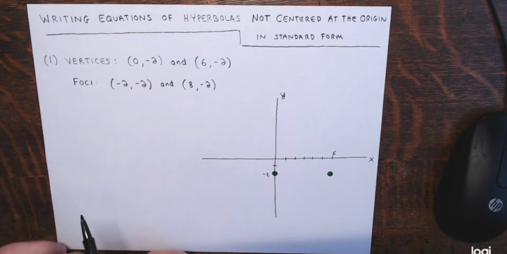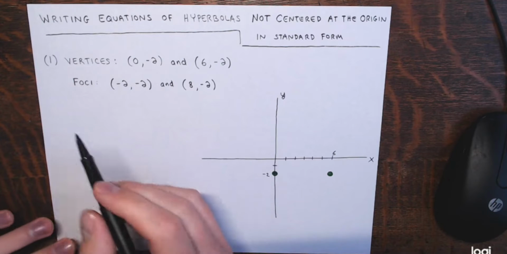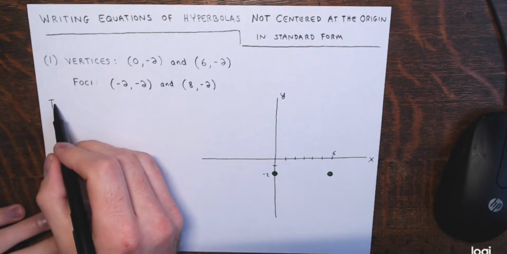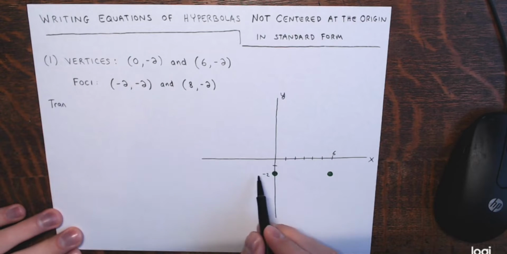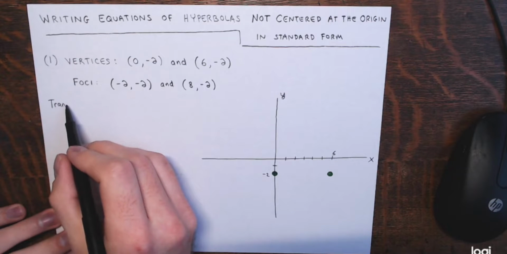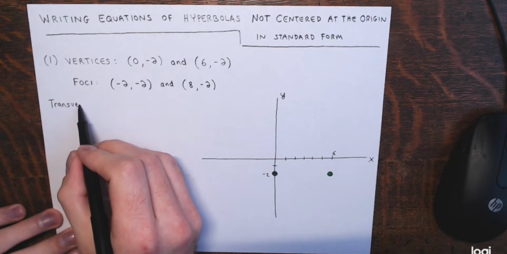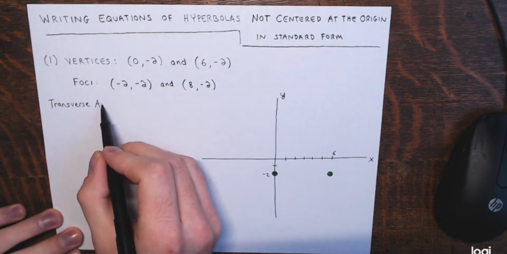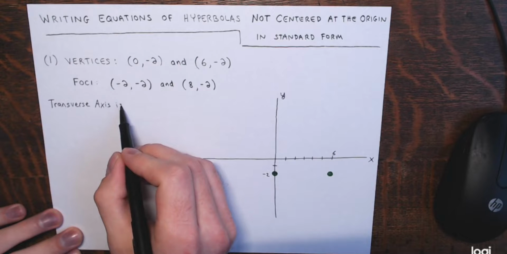Now this tells me right away that the transverse axis is horizontal. See how the vertices are left and right of each other? If I drew a line through these, that's a horizontal line. And the line through the vertices, that's called the transverse axis, right? The transverse axis is horizontal.